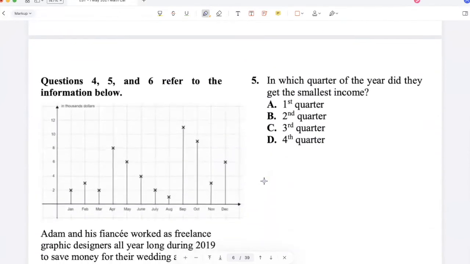In which quarter of the year did they get the smallest income? So you can eliminate, I think. So you can very clearly see that it will be the first quarter, right? Because if you look at the second quarter, third, and the fourth, that's definitely greater. So the first quarter.